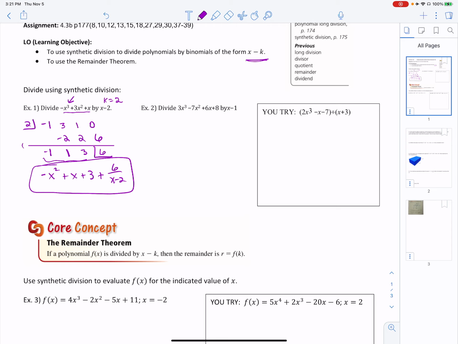All right, so in example 2, we're dividing by x minus 1, so k is 1, so I'm going to use a 1 here. I'm going to have the coefficients. I have a 3, a -7, a 6, and an 8, and I've got every power represented, 3, 2, 1, and then the constant, so that's good. So draw the line, bring down the 3, and now we start to multiply. So we take 1 times 3 and write that product underneath the next term.